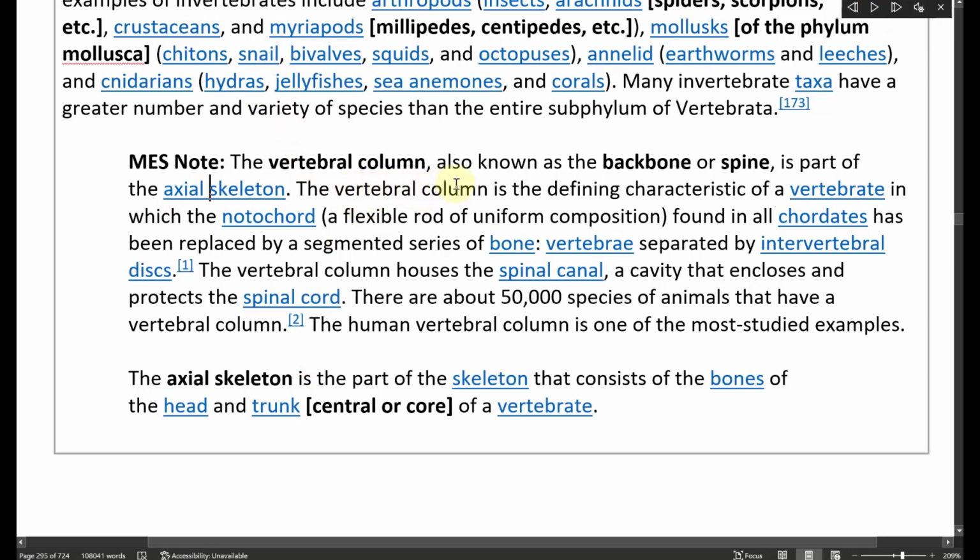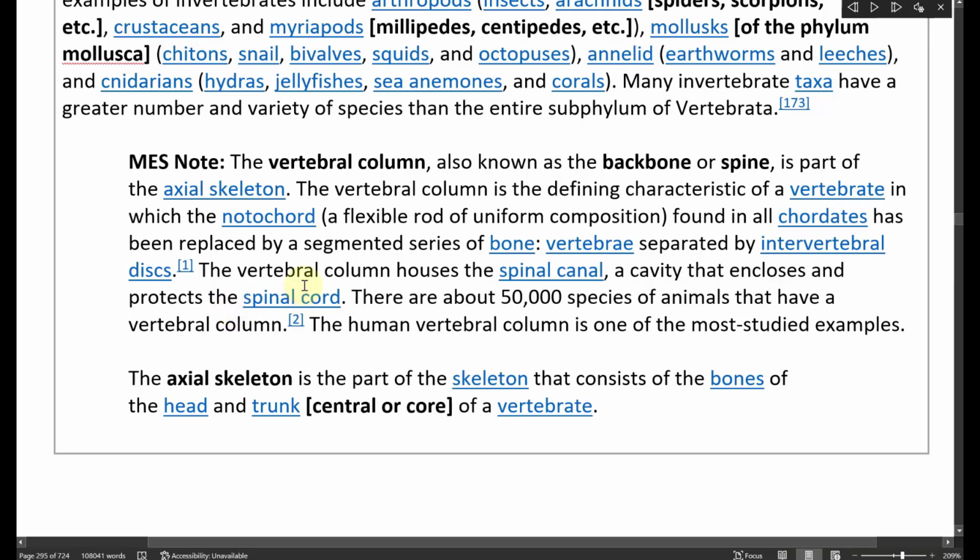The vertebral column is the defining characteristic of a vertebrate, in which the notochord, a flexible rod of uniform composition found in all chordates, has been replaced by a segmented series of bone. These are the vertebrae, separated by intervertebral discs. The vertebral column houses the spinal canal, a cavity that encloses and protects the spinal cord.